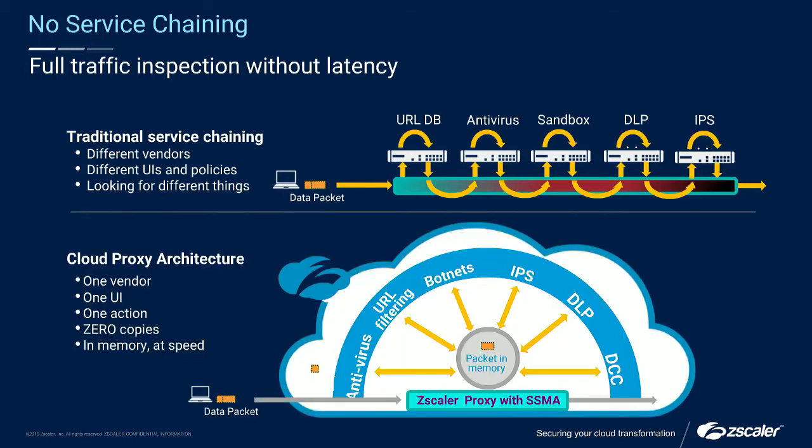When you start to look at your cloud proxy architecture, however, you can typically consolidate on one vendor. You'll have one UI, a single pane of glass in the truest sense, and all of the flows and all of the packets can be acted on in real time with the appropriate architecture. It's done in memory, at speed, without having to make copies.